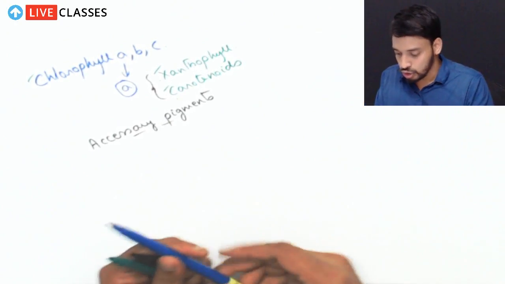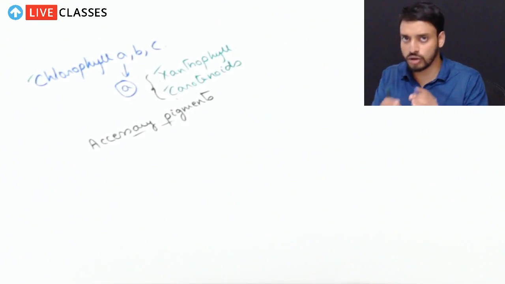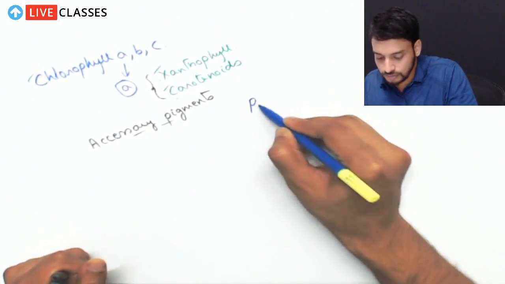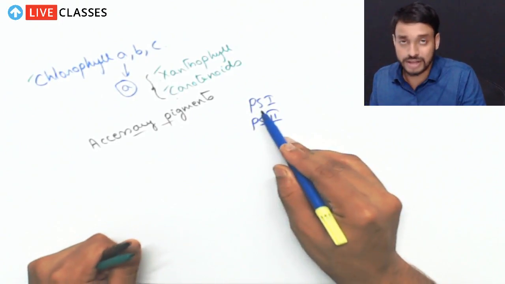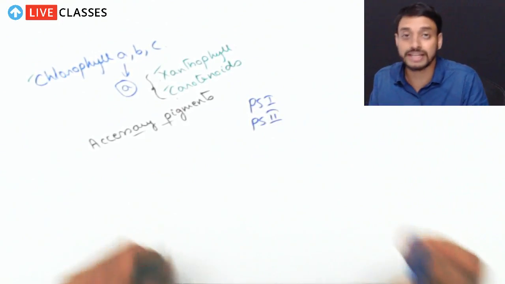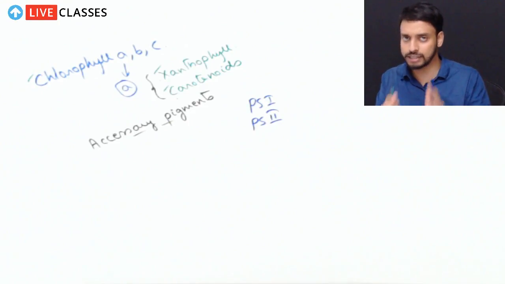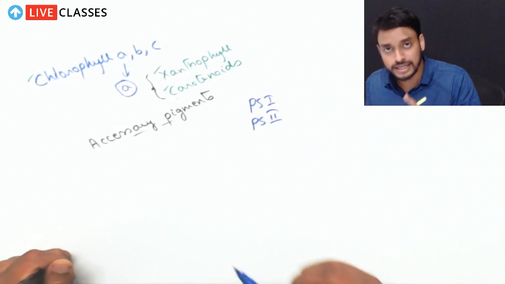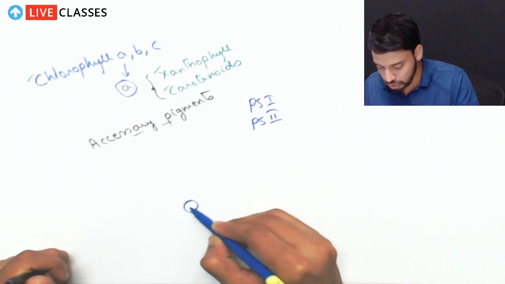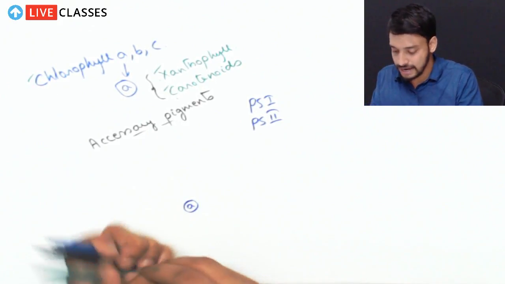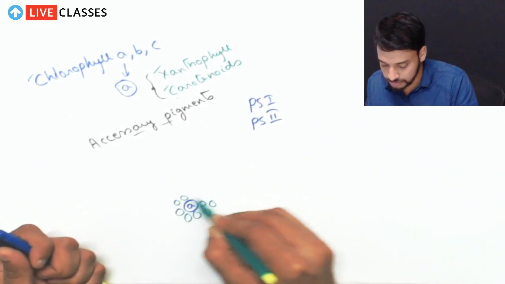For today's class we'll talk about two important systems: photosystem 1 and photosystem 2. PS1 and PS2 are the important systems which help in the process of photosynthesis. I'll explain what happens. I've talked about a word, reaction center. So this is chlorophyll A, and here we have the accessory pigments.